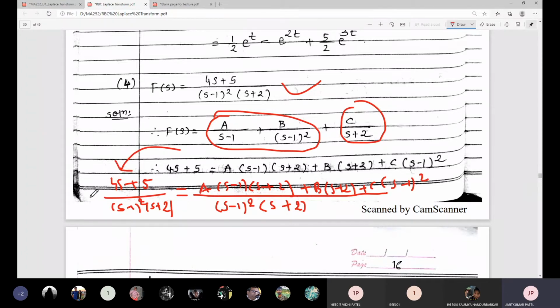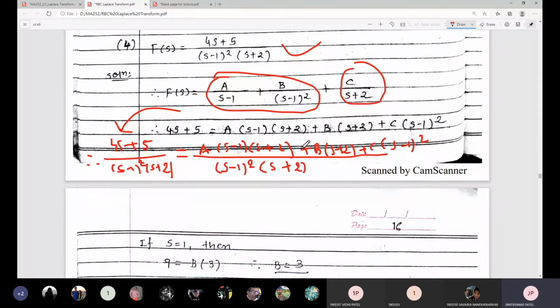Now the denominators are the same, so you can compare the numerators only. So 4s + 5 is equal to A into (s - 1)(s + 2) plus B into (s + 2) plus C into (s - 1) whole square.